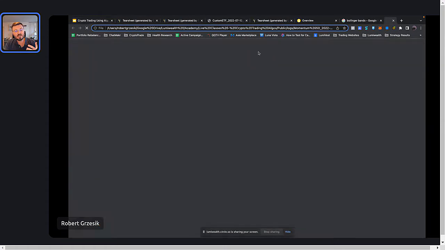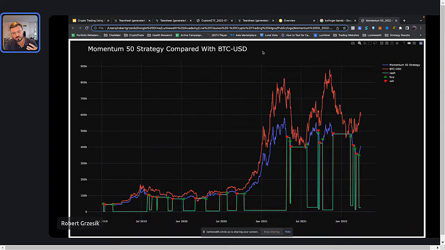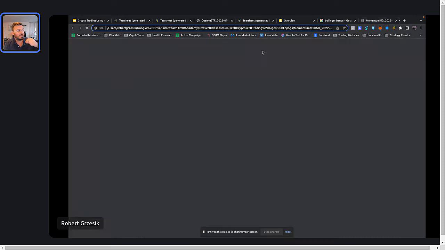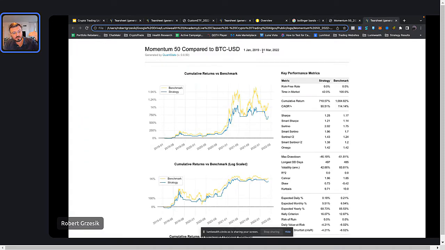So what this strategy does, it's a momentum strategy, right? And it basically only invests in Bitcoin, right? It exits the market when things are going down, right? And jumps back in when things are going up. It's a classic momentum. You can actually even see it here.